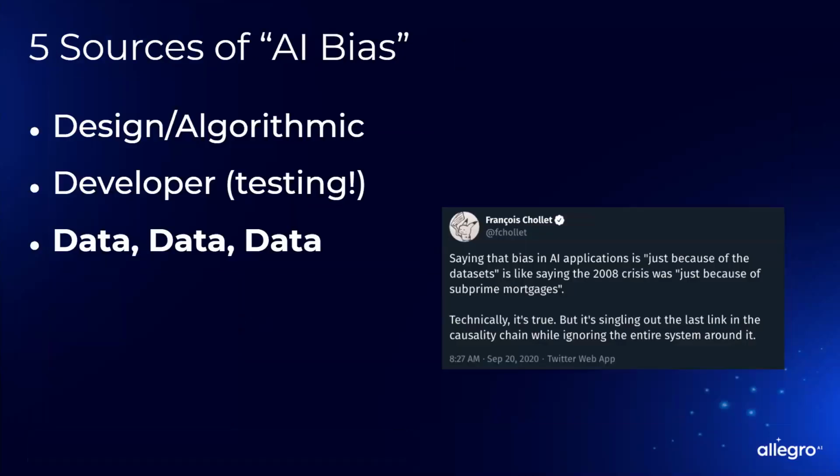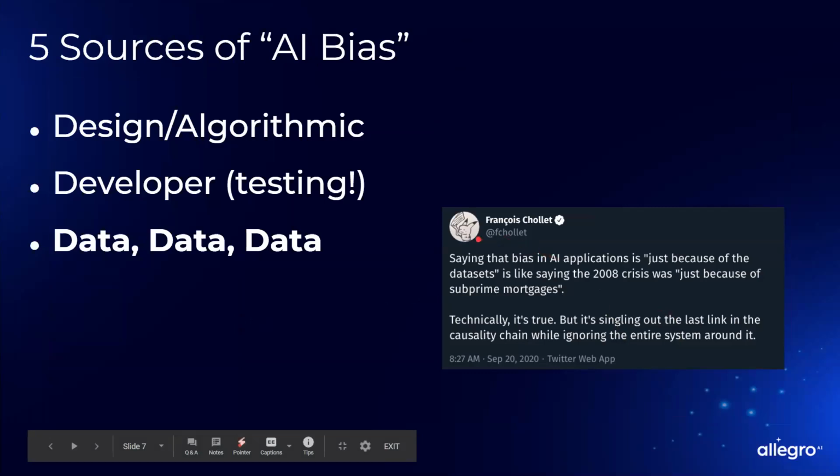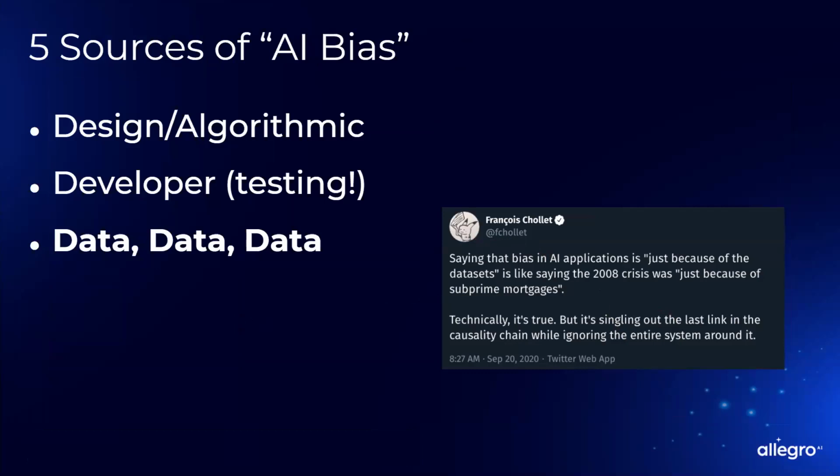I like to see the sources of AI bias in this way. I call it the 5 Ds. It's the design or the algorithm itself. It's the developer. Mainly in deep learning, it's about the validation. And also it's data. These are the 5 Ds. And Francois Chollet, you probably know him from Twitter, he's the creator of Keras, is right, he's saying you can't just blame the data, because it's a very long process in which data is the last link. But in order to miss that link, you have to be completely oblivious of the problem.